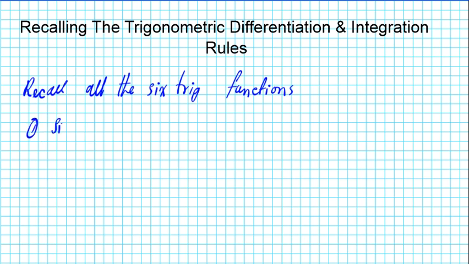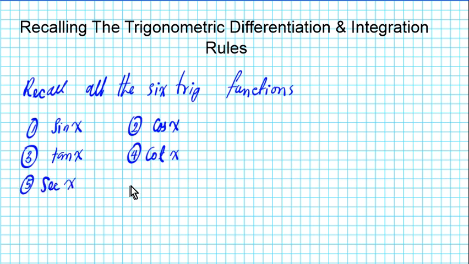The 6 trig functions are sine x, we have cosine x, these are the parent trig functions. Sine over cosine will give you the first quotient identity, which is tan. If you reciprocate tan, you get cotangent. When you reciprocate cosine, you get secant x. And then when you reciprocate sine, you get cosecant x.